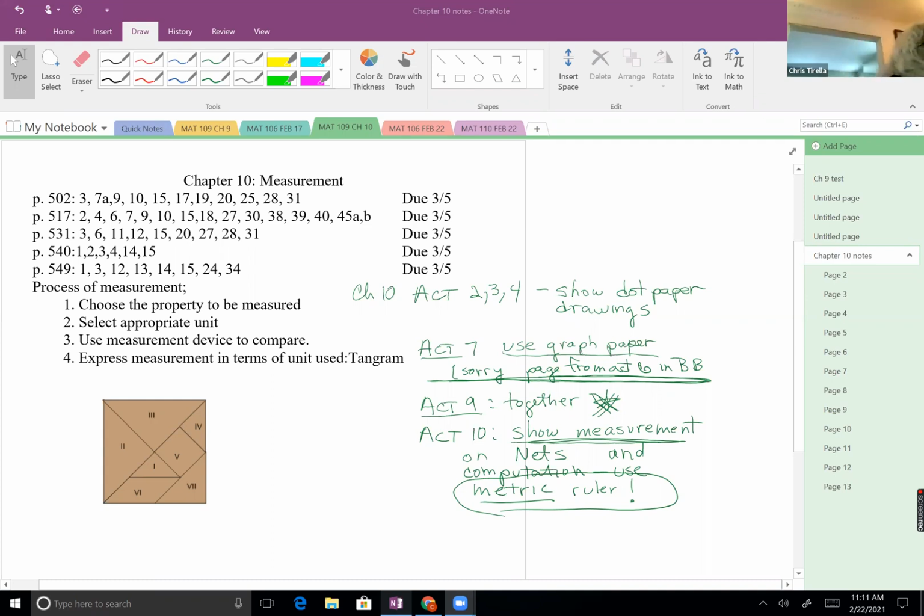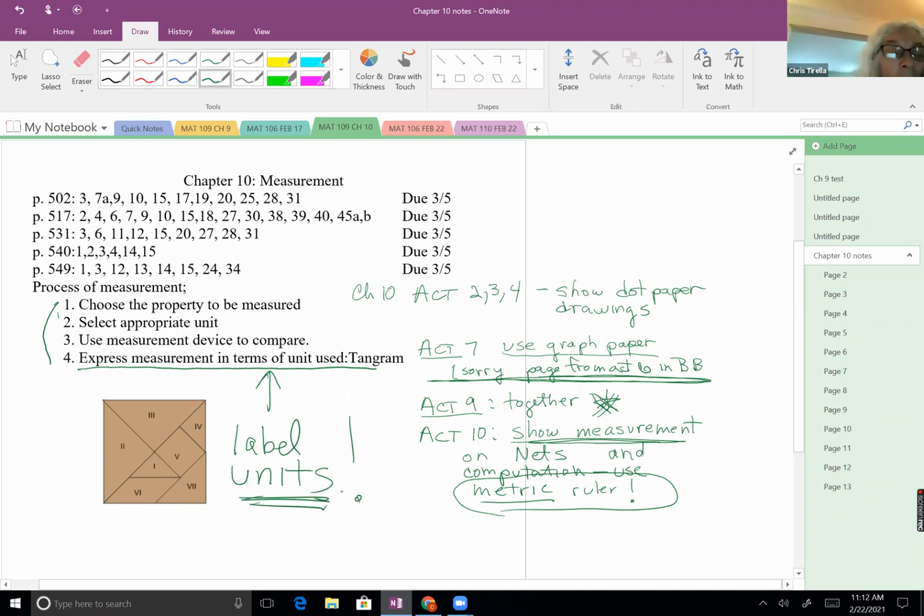So this idea of measurement being a process, all right. With this measurement process, the one thing that's really important is that you express your measurement in the units used. Label your units. It's really, really, really important that units are labeled.